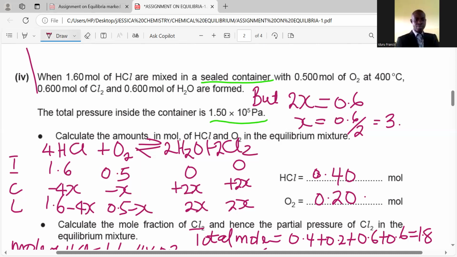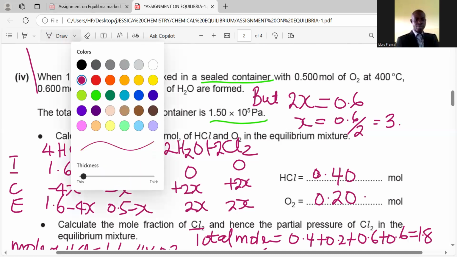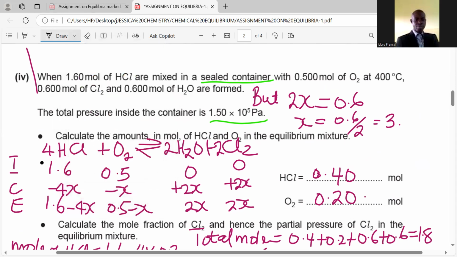Now, in order for us to understand the ICE table, we need to write the equation for the reaction. The equation for the reaction, as you can see here, is 4HCl plus O2 to give us 2H2O and 2Cl2. Now, having done that, we need to organize it in this way.